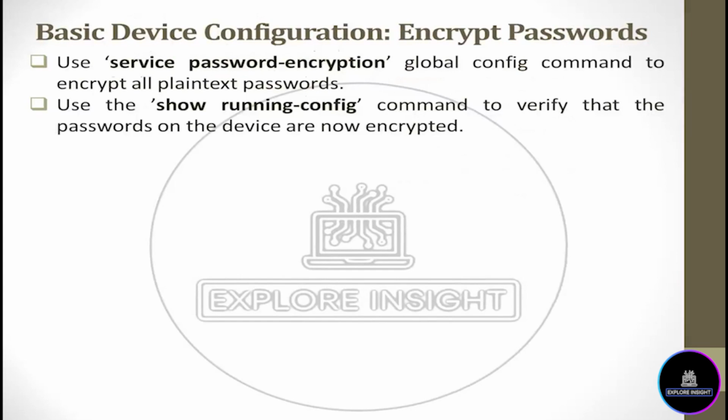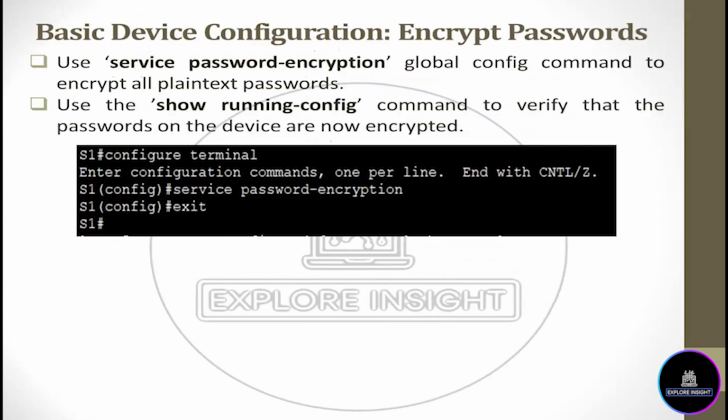Now, how do we view? Previously, I showed you how to use the show running configuration command to verify that the passwords on the devices are not encrypted. To better understand this, let me give you a screenshot of what I said. Once you get to the configuration mode, and how do you do that? From the privilege mode, you go to configure terminal, or conf t.